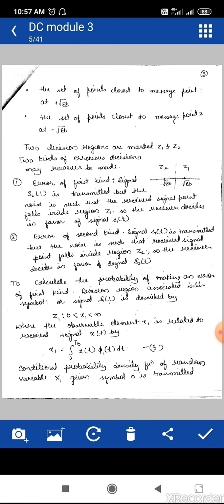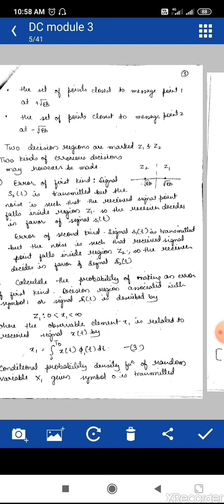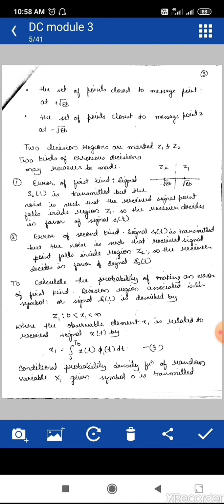One error is that signal S2, that is, 0, is transmitted, but the noise is such that the received signal points in the region of Z1, so the receiver decides that 1 is sent. This is one kind of error. The second kind of error is that signal S1 is transmitted, but the noise is such that the received signal falls in the region of Z2. It means that the receiver takes the decision in favor of S2, that is 0.